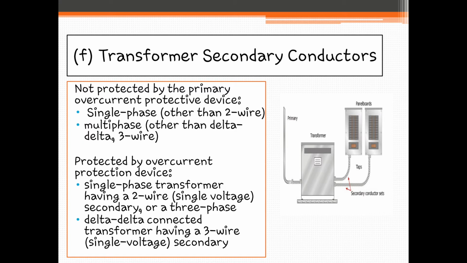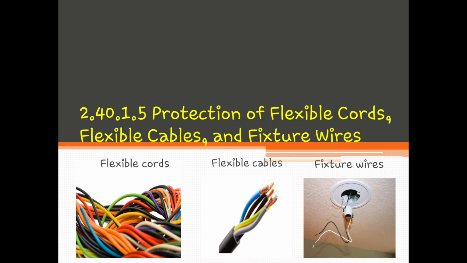single voltage secondary. So these shall be permitted to be protected by overcurrent protection provided on the primary, the supply, side of the transformer, provided this protection is in accordance with 4.50.1.3 and does not exceed the value determined by multiplying the secondary conductor ampacity by the secondary to primary transformer voltage ratio. So next is the protection of flexible cords, flexible cables, and fixture wires.